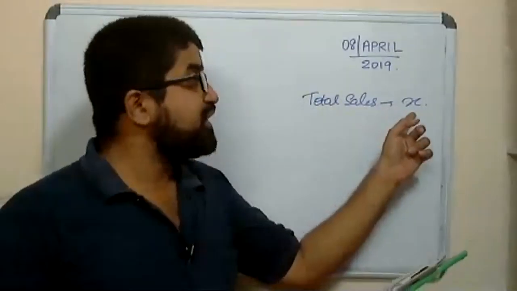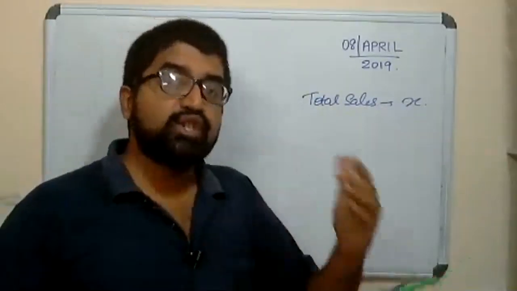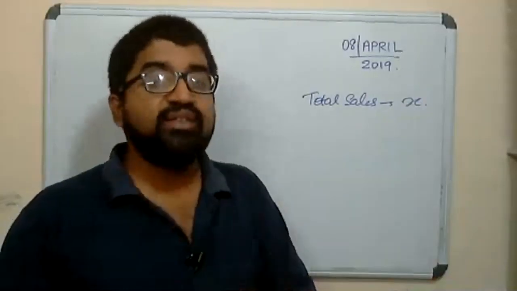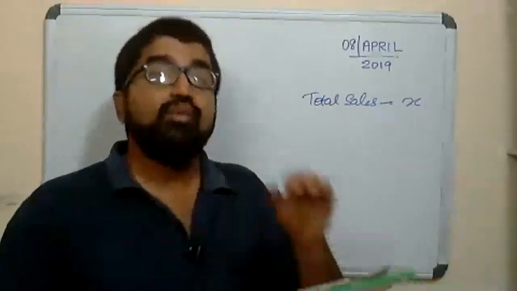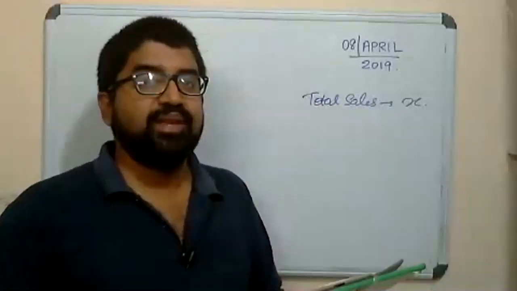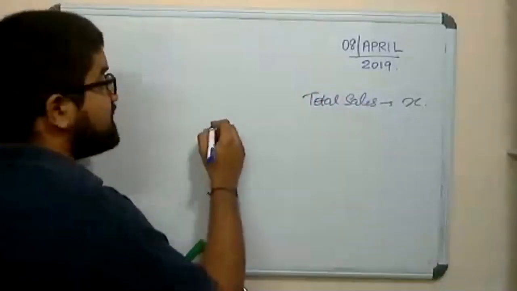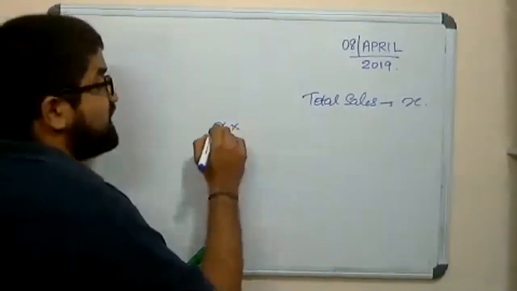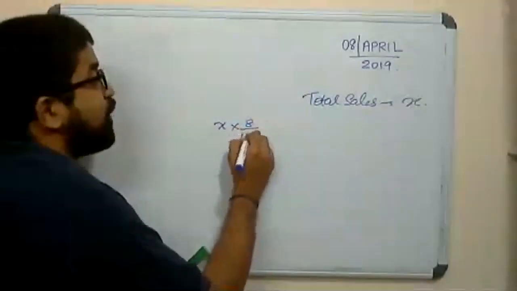So he would have definitely made a total sales amount greater than 10,000. Only then will he be getting 950 rupees as his total commission, which includes the bonus also. So this total sales amount, whatever it may be, its 8%, that is X into 8 upon 100.